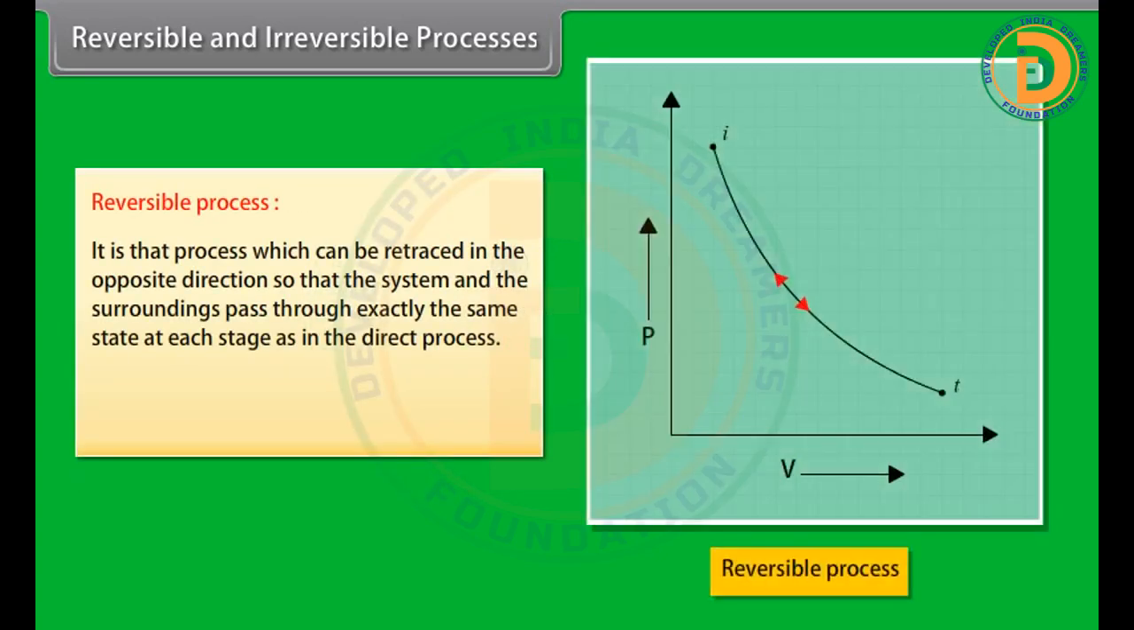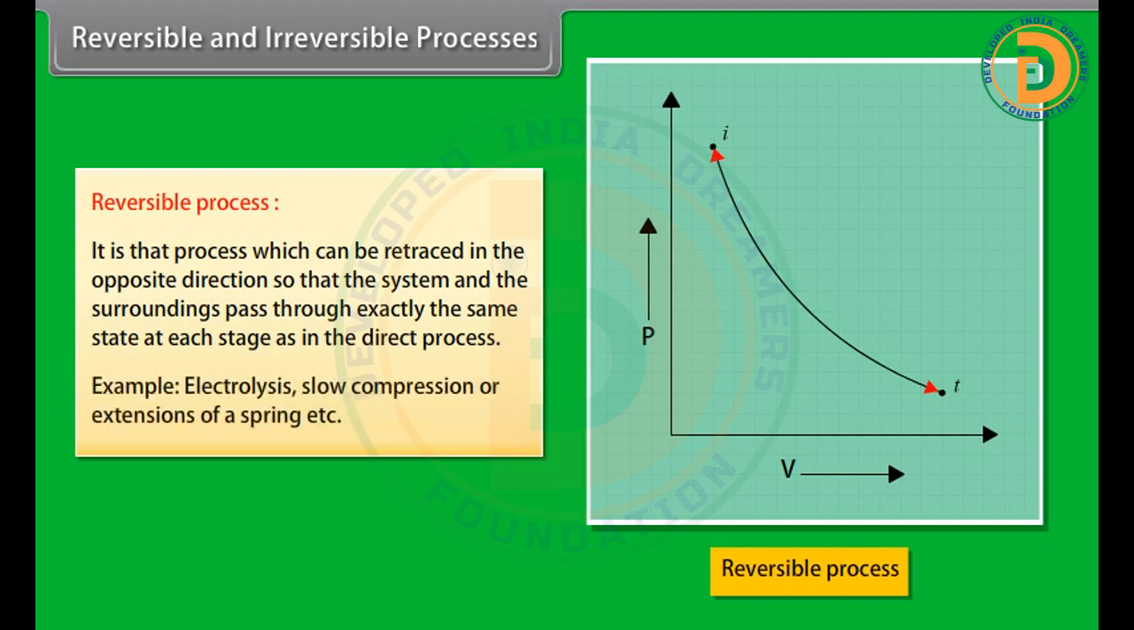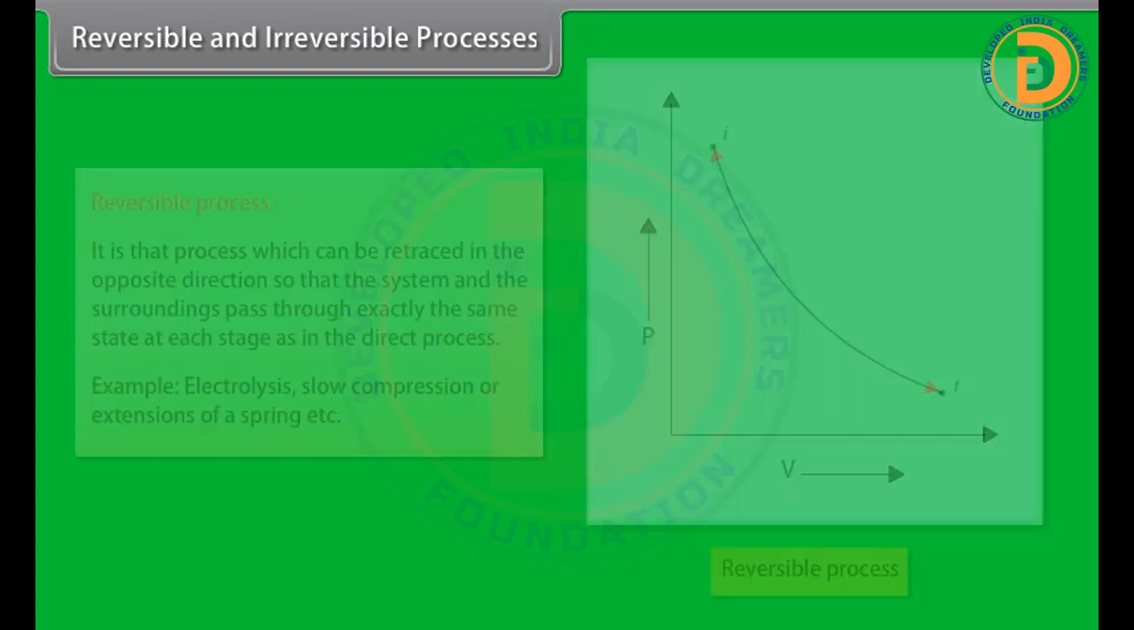Reversible and irreversible processes. Reversible process. It is the process which can be retraced in the opposite direction so that the system and the surroundings pass through exactly the same state at each stage as in the direct process. Electrolysis, slow compression or extension of a spring are examples of reversible processes.